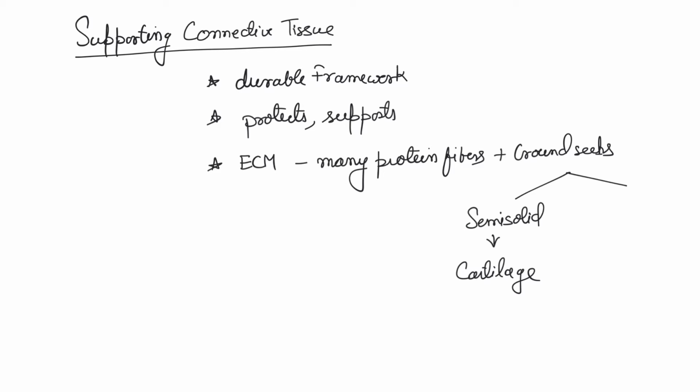Also, its extracellular matrix, the ECM, could have a lot of protein fibers and ground substances that could be semi-solid, which is the case with cartilage, or it could be solid, which is the case with bone. Okay, so let's start talking about cartilages. So cartilages have a firm, semi-solid ECM.